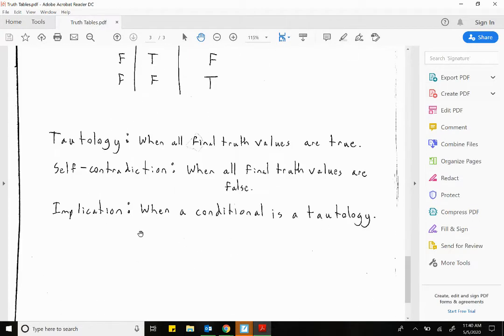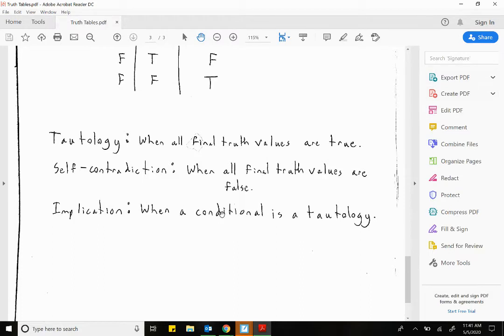And then last but not least, down here, implication, because they might ask you a question about an implication. An implication means that you have to be dealing with a conditional. In the final truth value column, you have to be dealing with a conditional, the arrow. That is the final column, and I'll show you more of this here in a second. When the final column is a conditional, and it is a tautology, so there's two pieces to this. Your final column has to be the conditional you're dealing with, and it must be a tautology, true all the way through. Then it's an implication.